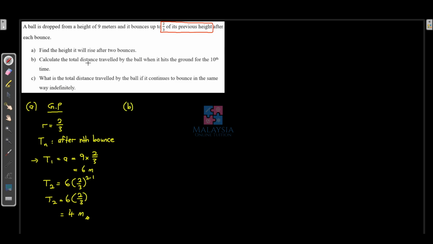Next, for part B, calculate the total distance traveled by the ball when it hits the ground for the 10th time. So remember, they said total distance traveled. This is very important for you to understand. The reason why is because you know that the ball is going to be dropped from a height of 9 meters. Let's say this is the ground, and the ball is dropped from a height of 9 meters.